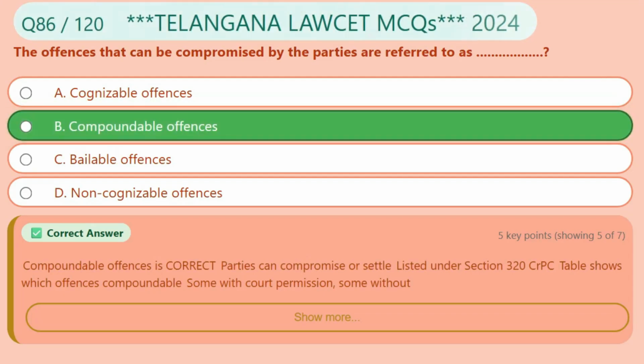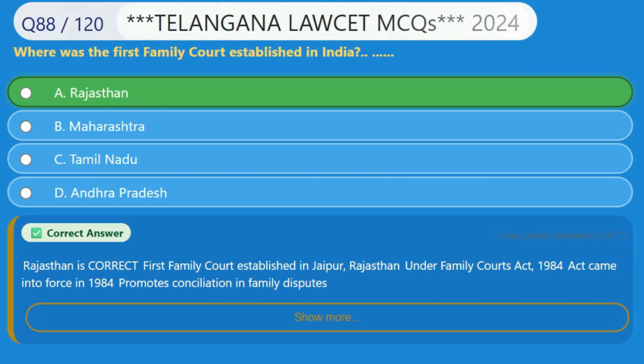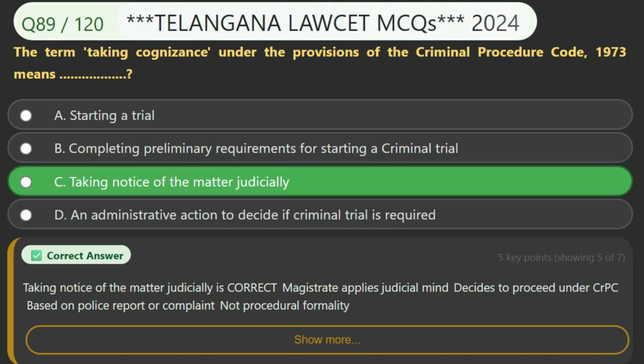The offenses that can be compromised by the parties are referred to as compoundable offenses. In which article of the Indian Constitution is it mentioned that India, that is Bharat, is a Union of States? Article 1. Where was the first family court established in India? Rajasthan. The term taking cognizance under the Criminal Procedure Code, 1973 means taking notice of the matter judicially.